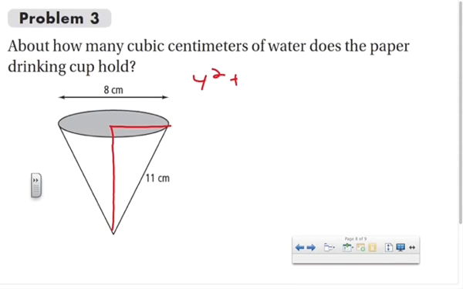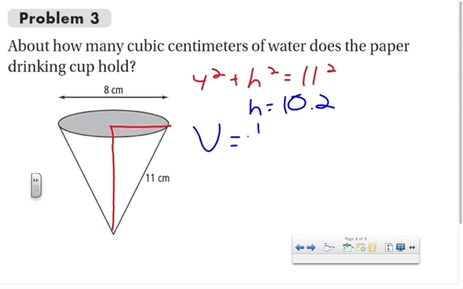So we're doing 4 squared plus h squared equals 11 squared, and that does not turn into a nice pretty number. We've got 121 minus 16, square root of that is 10.2 approximately. And that was the only piece of the puzzle that we were missing. Our volume, 1/3 times pi times 16 times 10.2 now.